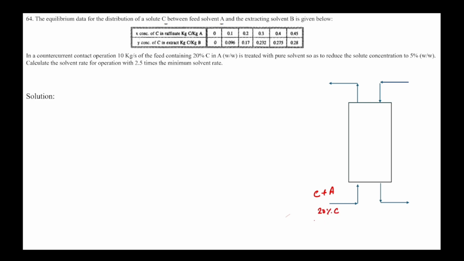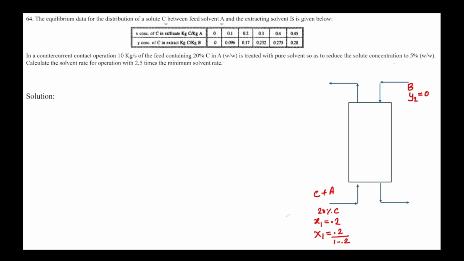Now what is small x, what is Y? Small x is here C, kg C per kg A, that is C and A. So x1 is equal to 0.2 and capital X1 will be 0.2 divided by (1 minus 0.2). And it is treated with a pure solvent. So this is the pure solvent we are treating, suppose B. So Y2 is equal to 0.